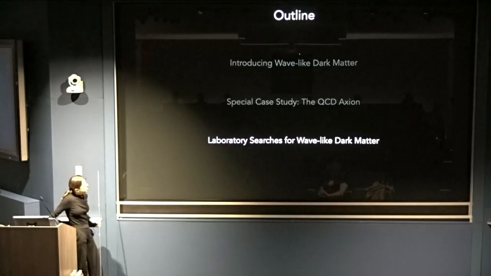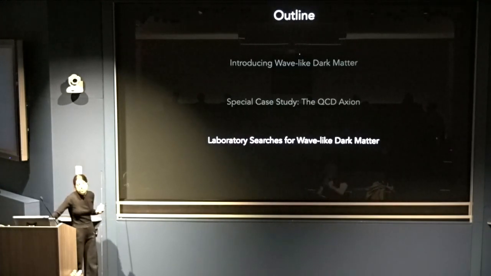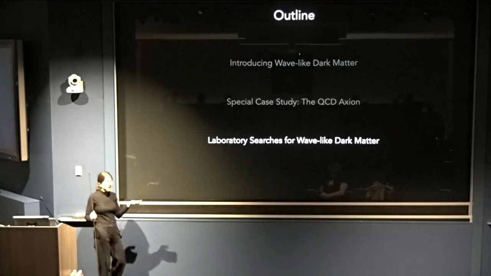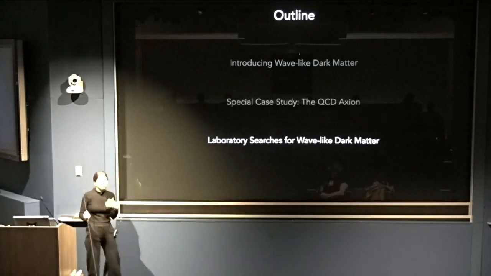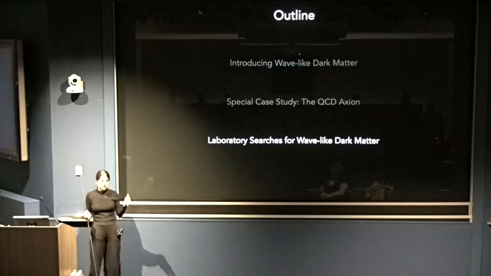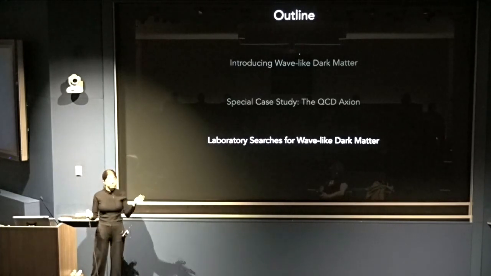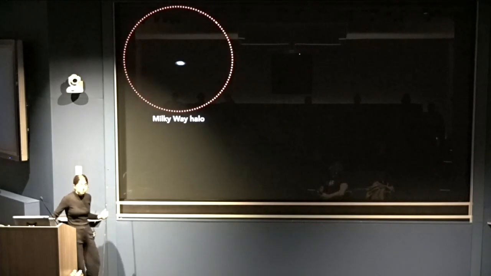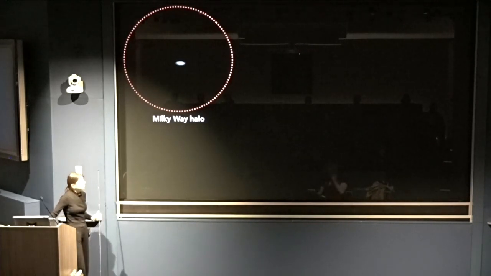All right, so with that backdrop, I just wanted to end this talk by talking a little bit about laboratory searches for dark matter. So we've been focusing a lot on what the presence of dark matter does on galactic scales, cosmic scales, but what if we actually want to detect some of these waves in our experiments here on Earth? There is a vast program that's seeking to do this, and the basic idea is as follows.